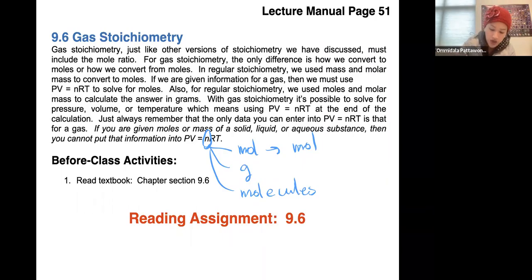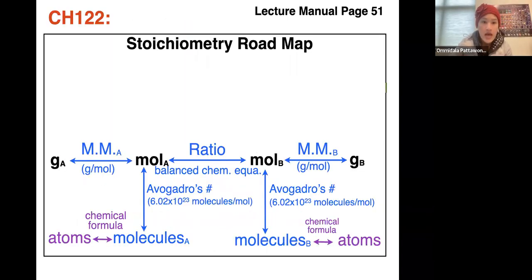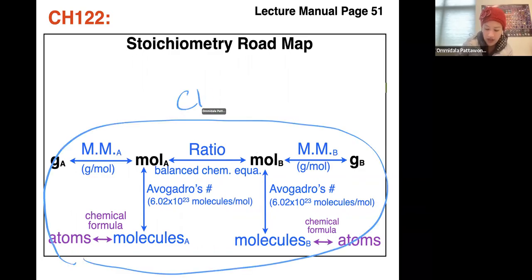This gas stoichiometry is going to be very similar to the chemical stoichiometry that we covered in chapter 7 in Chem 121. If you don't remember that, you need to recall Chem 121. So let's take a look at this real quick. This stoichiometry roadmap here, this is what we learned in Chem 121. If you don't remember it all, you need to go back and refresh your memory on those.